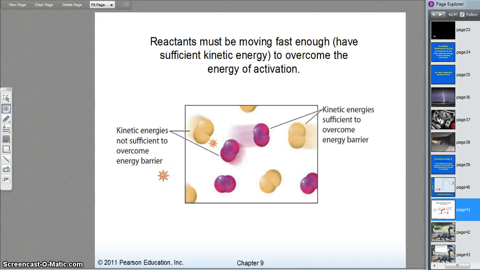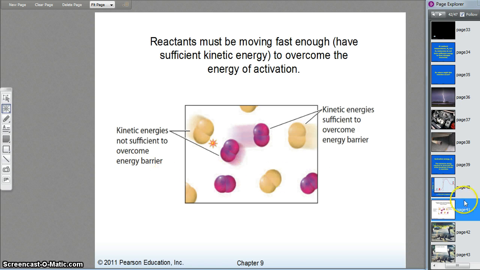So if your kinetic energy is less than the activation energy, then no reaction will occur. If the kinetic energy is greater than the activation energy, then the reaction will occur if they actually collide in the correct orientation. As you increase your temperature, you will increase your kinetic energy, so more of the reactant molecules can react.